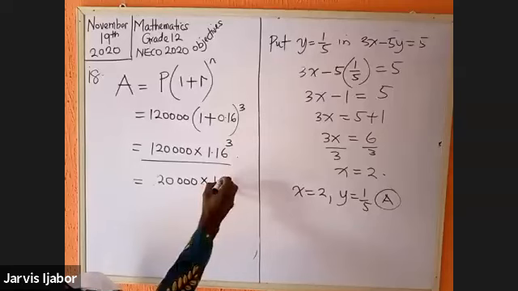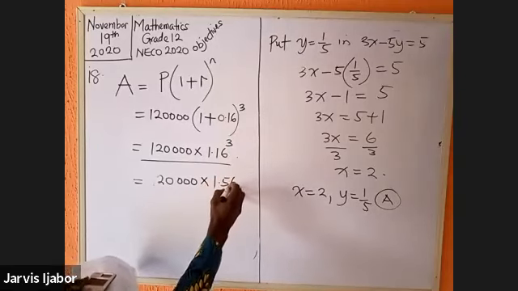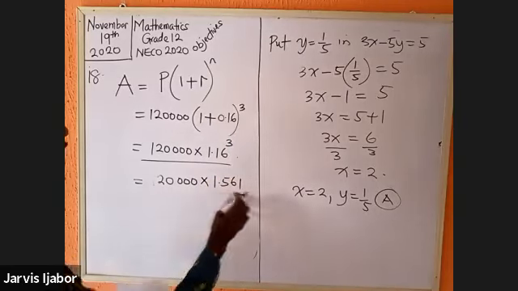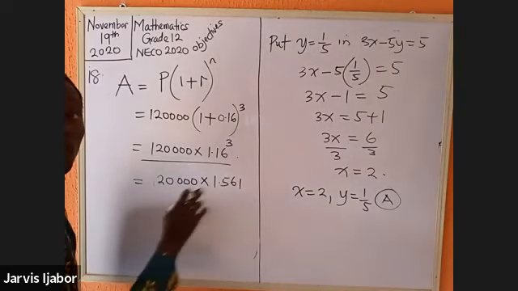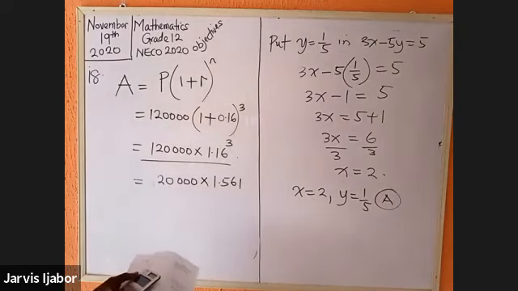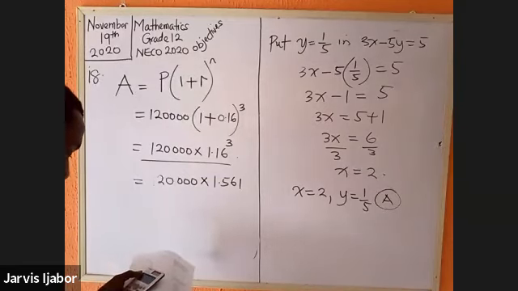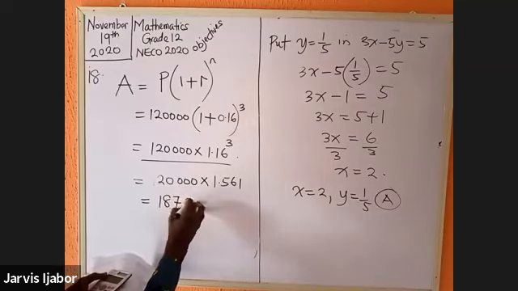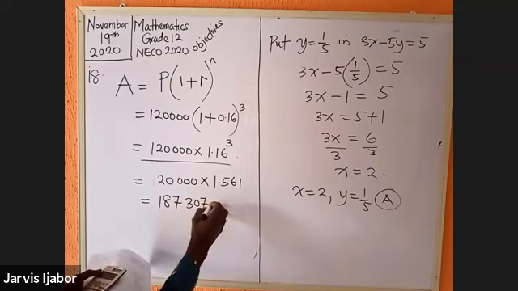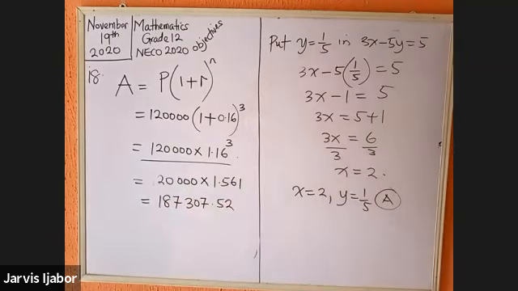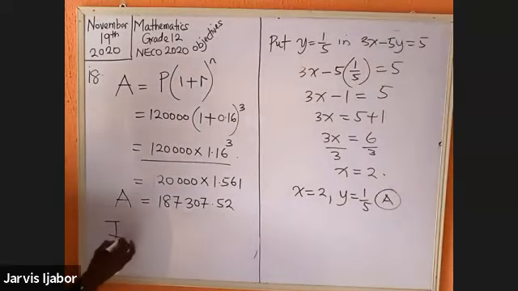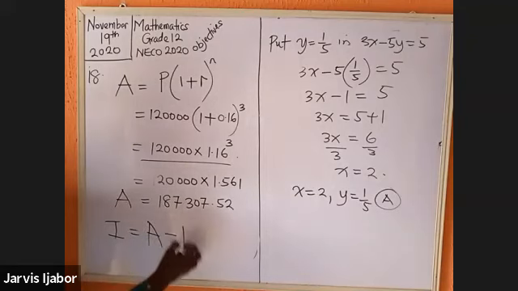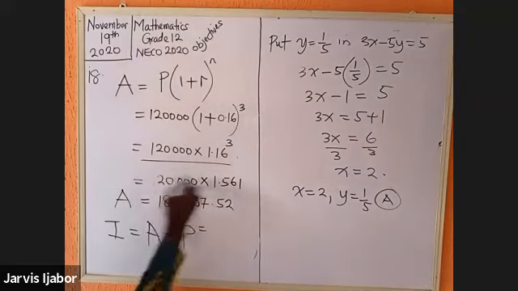And that will give you 120,000 times 1.561. Always try to keep your figures in 4 figures. All right. Now multiply that with 120,000, and that will give you 187,307 naira 52 kobo. So that's what we expect the amount to be. Now the interest is equal to the amount minus the principal. So what do? Do your relevant subtraction.